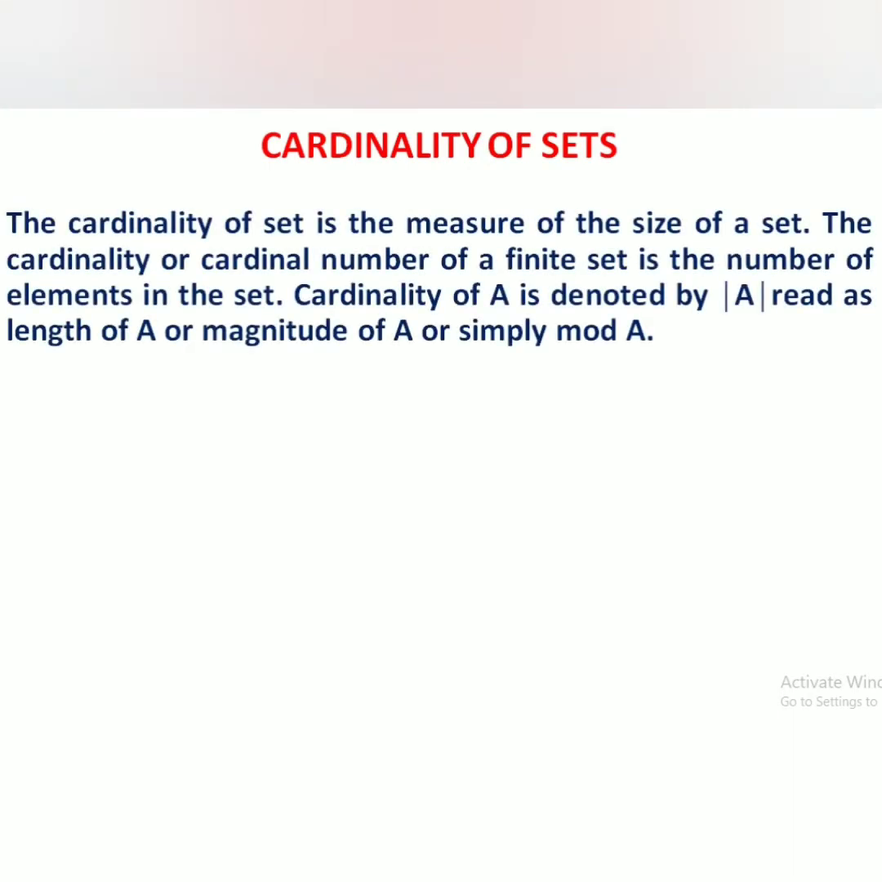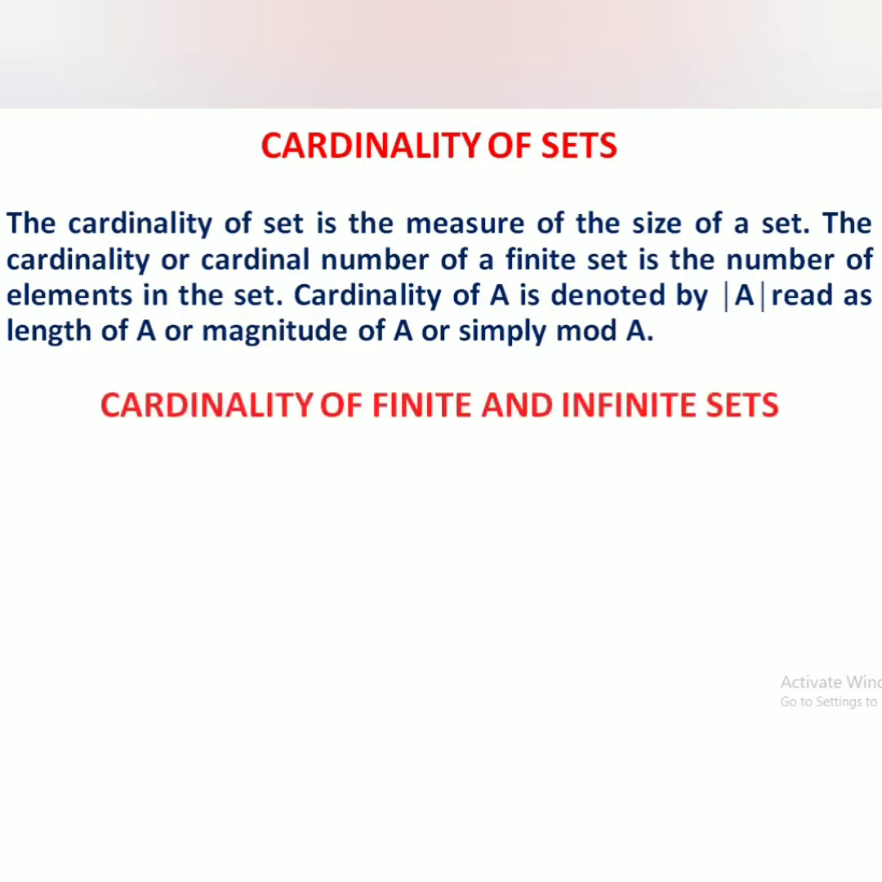The cardinality of a set is the measure of the size of a set. The cardinality or cardinal number of a finite set is the number of elements in the set. Suppose the set is A; its cardinality is denoted by |A|, read as length of A or magnitude of A, or simply mod A. Mod A is familiar to us. So what do we mean by the cardinality of a set? Cardinality means the length or size of a set, or the number of elements in the set A, called the cardinality of the set.